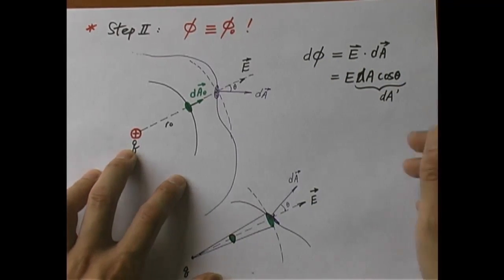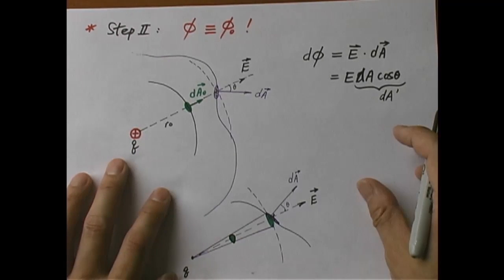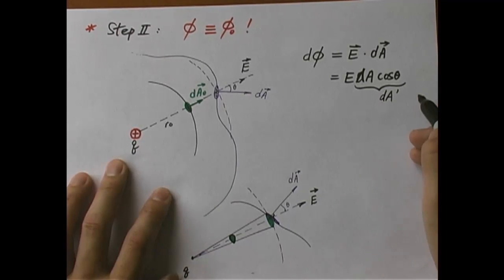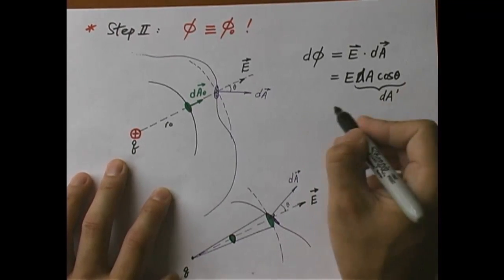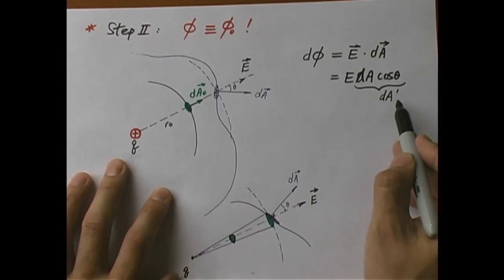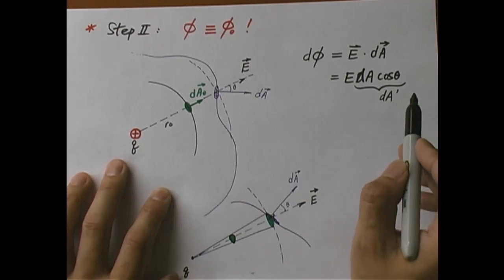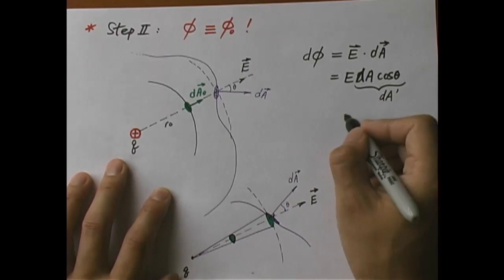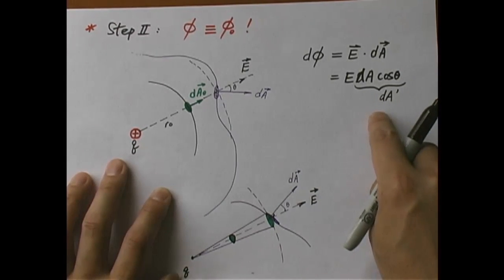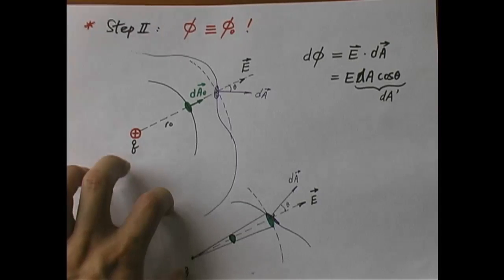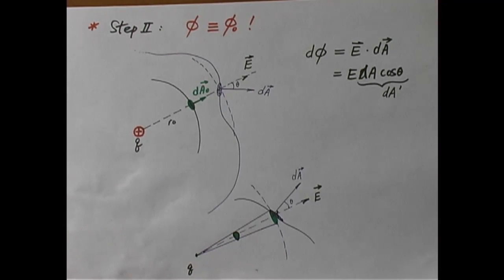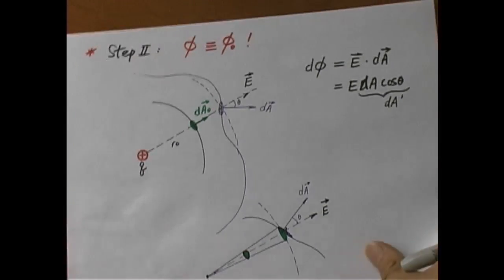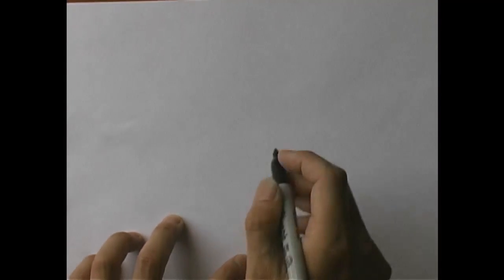So that's the key step. With that, the next part is simple. So what's d phi? D phi really is just E times dA prime. Now let's extend our calculation. We're going to calculate E times dA prime, and from that you can see how the inverse square law plays a key role in our calculation.